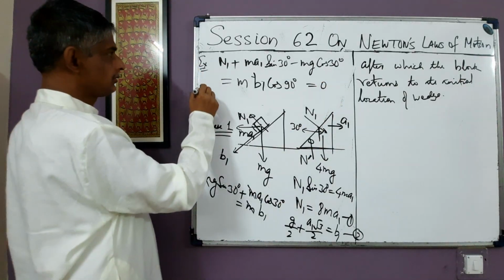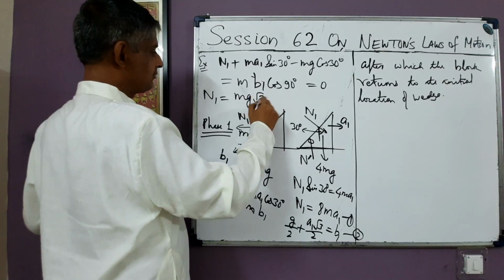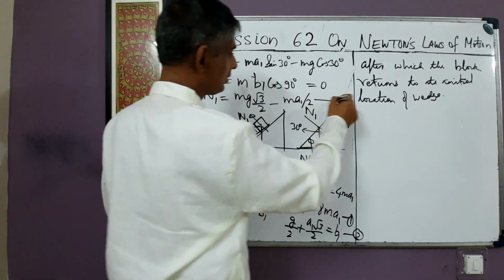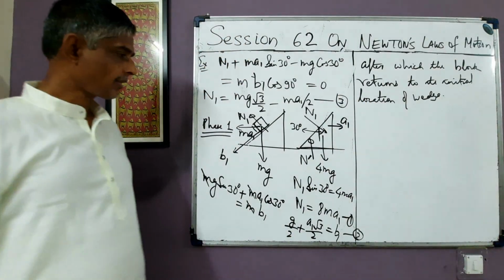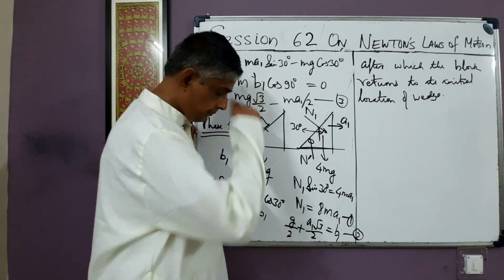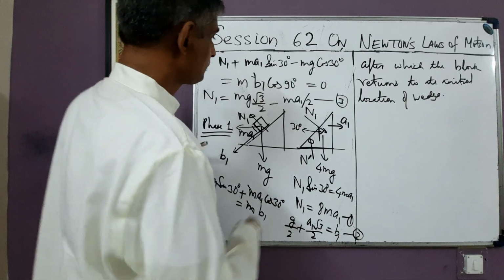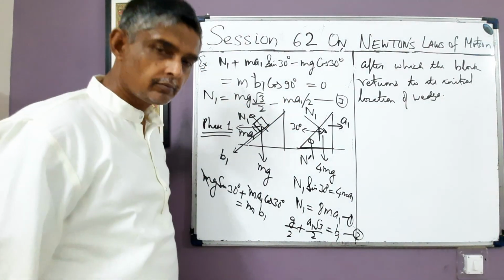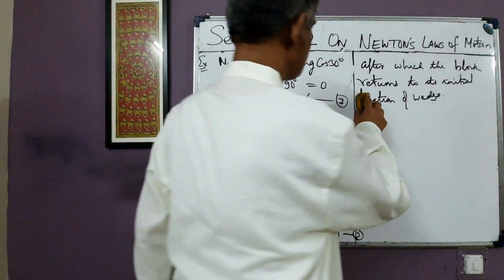So what do we get? N1 becomes mg root 3 by 2 minus ma1 by 2. This is the third equation. Is it alright? Fine. So the first equation is N1 equals 8ma1. Second is g by 2 plus a1 root 3 by 2 equals b1. And third, N1 is equal to mg root 3 by 2 minus ma1 by 2. Okay, fine.